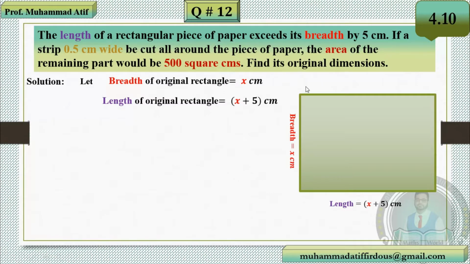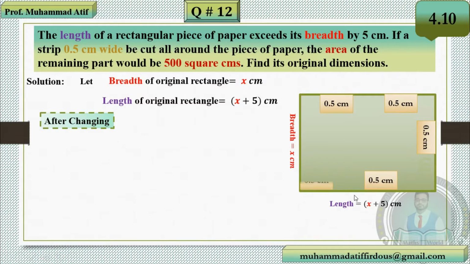Got it? Okay, if a strip 0.5 centimeter wide is cut all around the piece of paper, it means you have to cut a strip of 0.5 all around this, like this, 0.5, 0.5, 0.5 on all 4 sides. Then after cutting, the area of the remaining part would be 500 square centimeters.